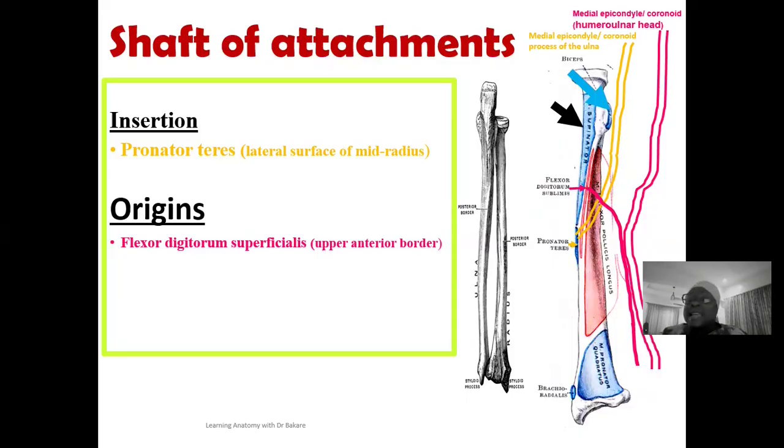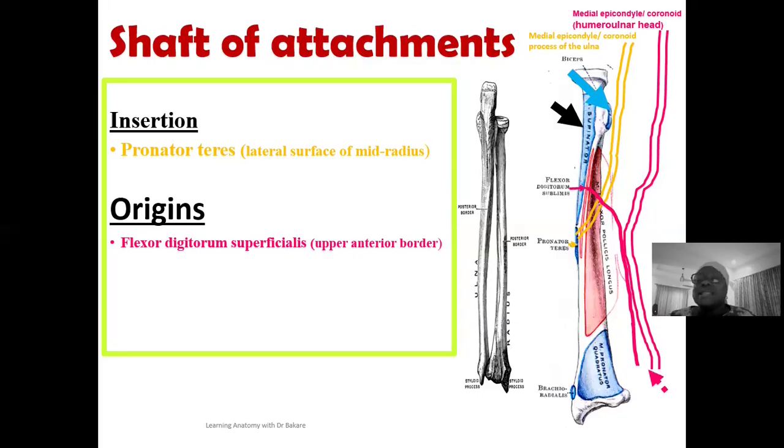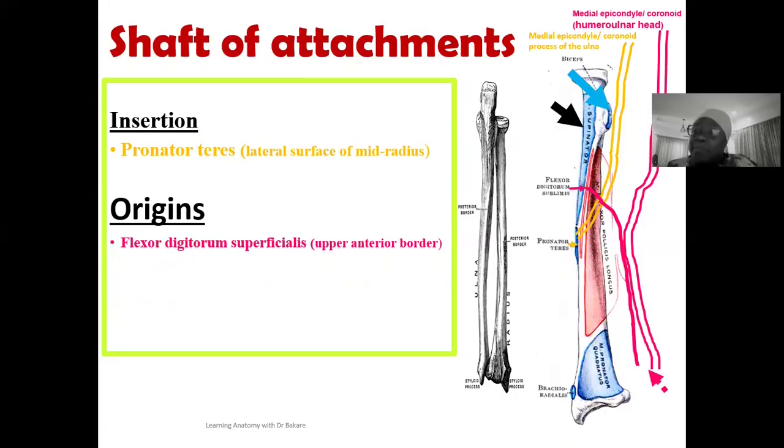So you see that the radial head of the flexor digitorum superficialis takes its point of origin from the anterior border of the radius. After this emergence, it unites with the humeroulnar head, where they are finally directed inferiorly and inserted on the digits. So if we are asked to state the muscle that is related to the upper region of the anterior border of the radius in our practical examination, we should be able to state that it is the flexor digitorum superficialis.